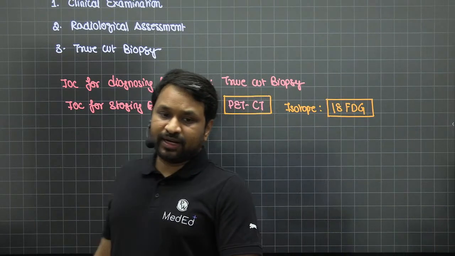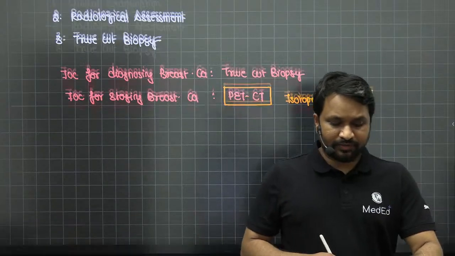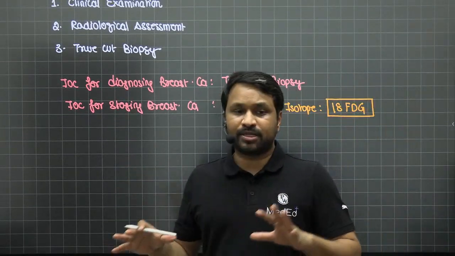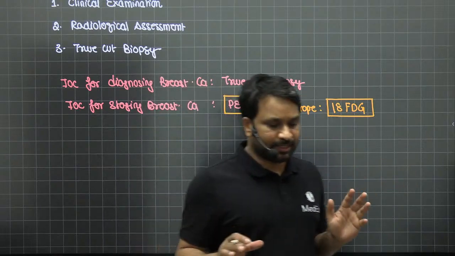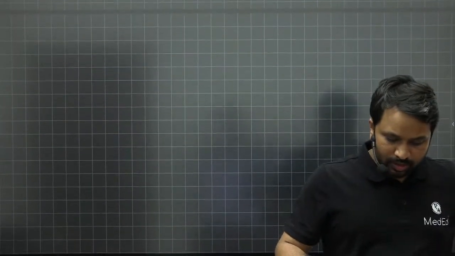So 18FDG is the isotope that we are going to use for PET-CT. So the investigation of choice for diagnosis is going to be true cut biopsy, but for staging it is going to be PET-CT, right? So before we talk about any further component of management, we'll talk about how do you stage the breast cancer. Let's talk about the breast cancer staging.